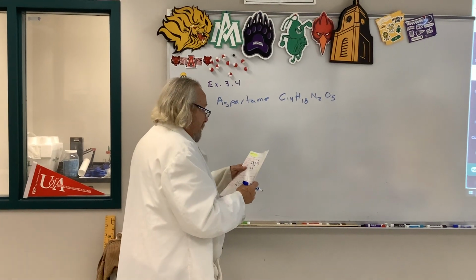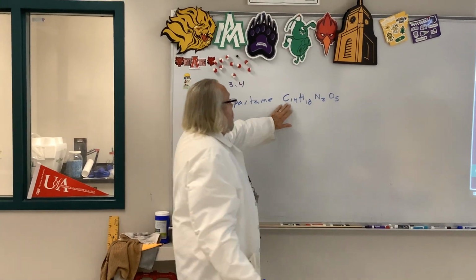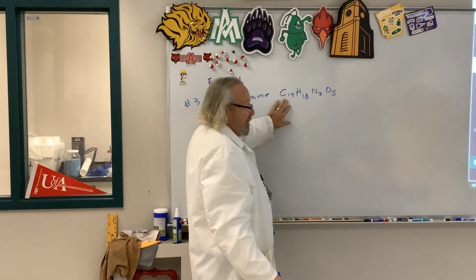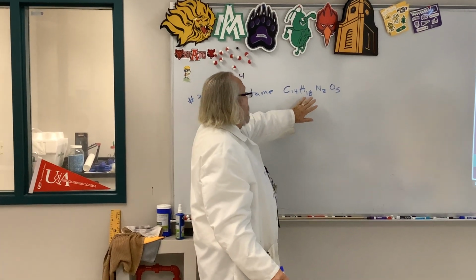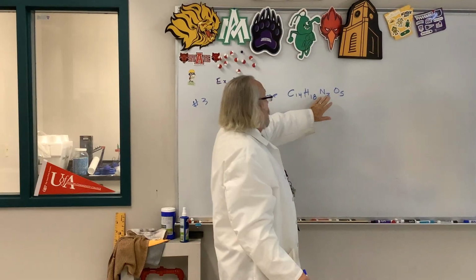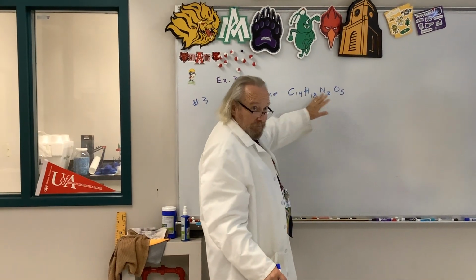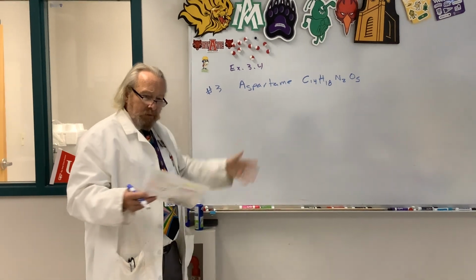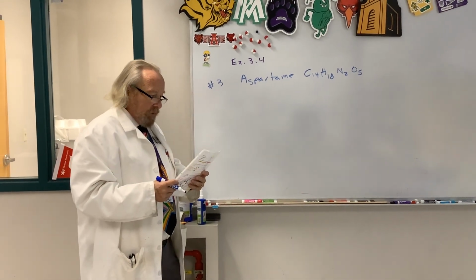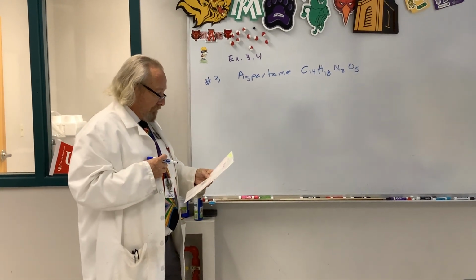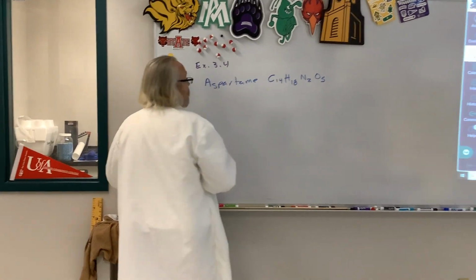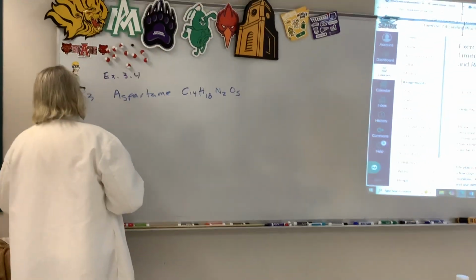We know that we'll make 14 moles of CO2, excuse me, and we'll make 9 moles of water. We'll make 1 mole of nitrogen for every mole of aspartame. Oxygen is a little bit harder to analyze, so we're not going to determine that in our rudimentary combustion analysis.